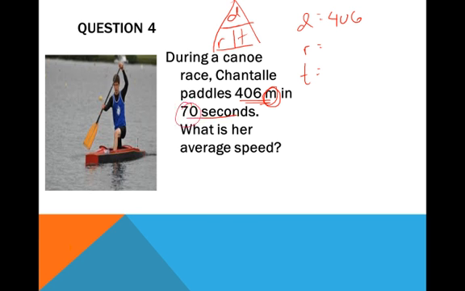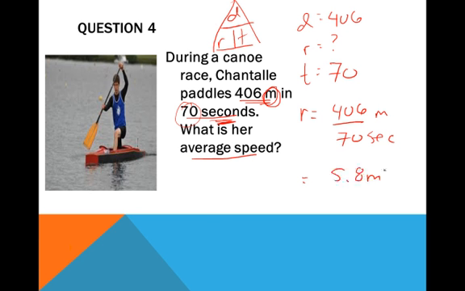Again, even if I don't know what 70 is, I could see here that it's in a unit of time, like seconds or hours or days. This here is a unit of time, so I know that this 70 has to be my time. I'm asked for my average speed, so this is what I have to look for. So R is D over T, so R is going to equal 406 meters over 70 seconds, and I'm going to get 5.8 meters per second.